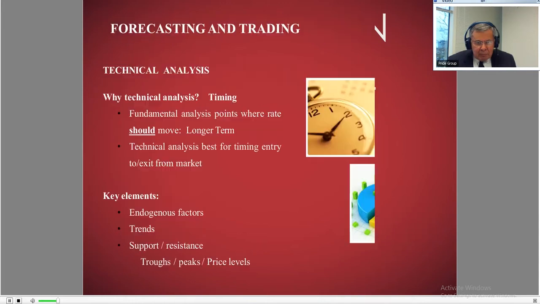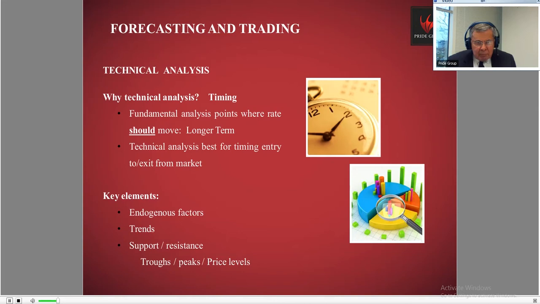We had a session called Forecast Prices, and in it, we talked about fundamental analysis. At the time, I mentioned that fundamental analysis was good for determining where a price should be at some date in the future. The problem with fundamental analysis, however, is that it points where rates should move, but it doesn't tell you when to put on a position, either a short or a long position, to take advantage of that move. And that's where technical analysis comes in. Technical analysis, I think, is the best for timing entry to and exit from the market.